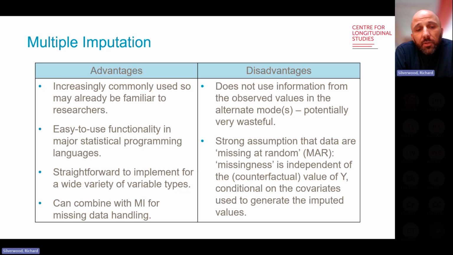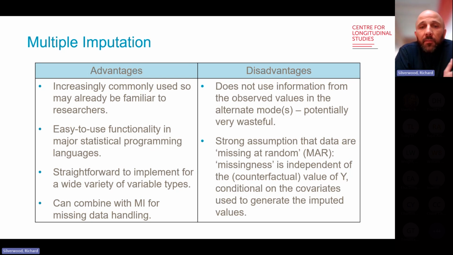If we're already using multiple imputation for handling missing data, then we can just bundle this use of multiple imputation for also dealing with mode effects into the same procedure. So it's not adding a huge amount more to the process. A potentially major disadvantage is that it doesn't use information from the observed values in the alternate mode. So the first step here was to artificially set those values to 0. This is potentially very wasteful.